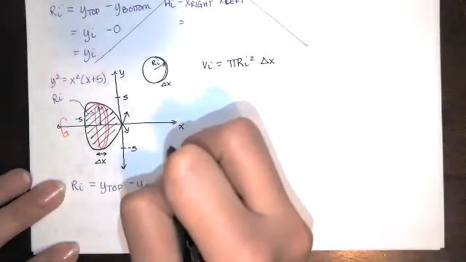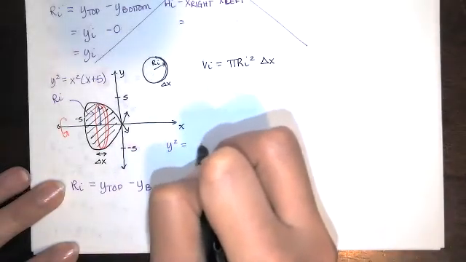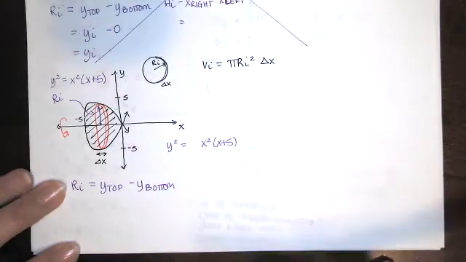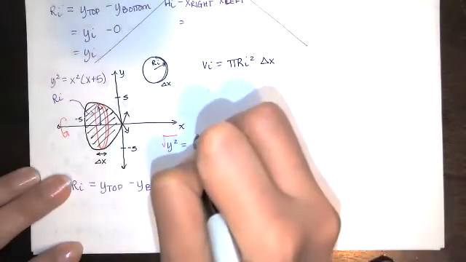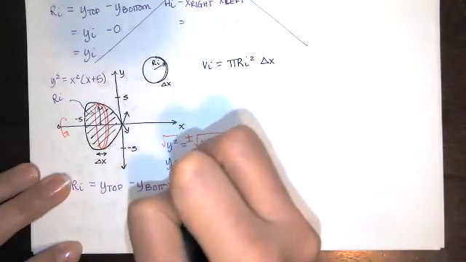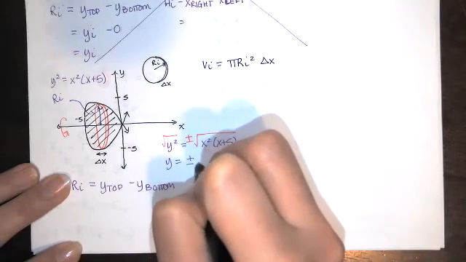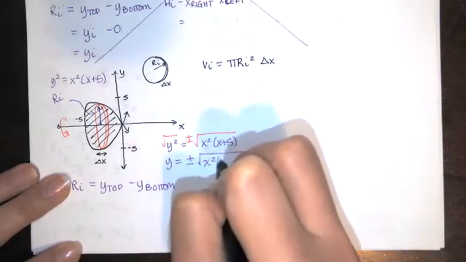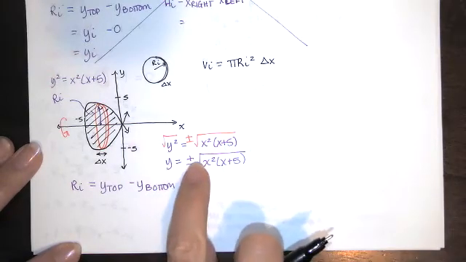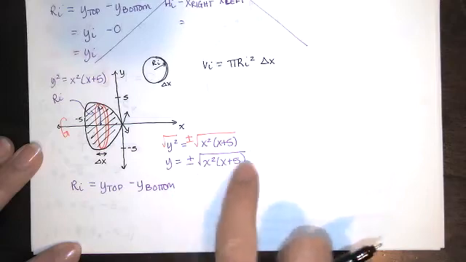So let's do the algebra there. You've got y squared equals x squared times the quantity x plus 5. And we take the square root of both sides, don't forget the plus or minus, and you get y equals plus or minus the square root of x squared times x plus 5. Okay, now y is positive, or greater than or equal to 0, up here on the top half of this curve.